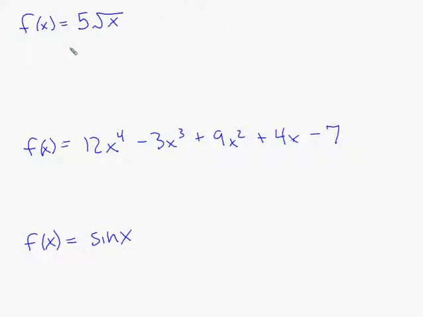The next one should be 48 x to the third minus 9x squared plus 18x plus 4, and then that goes away. All constants just turn to 0, and that's going to be f prime of x.